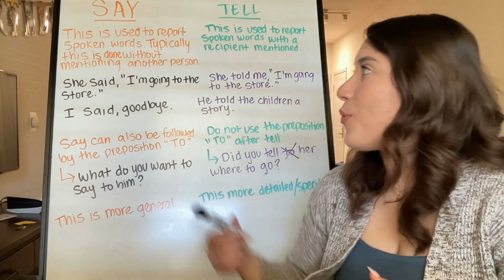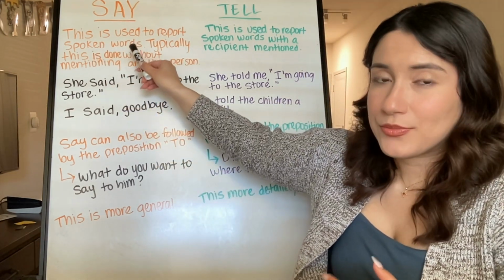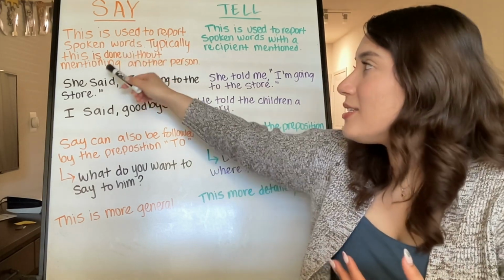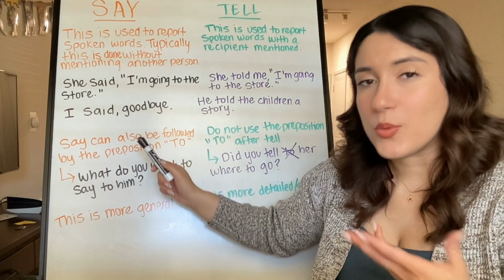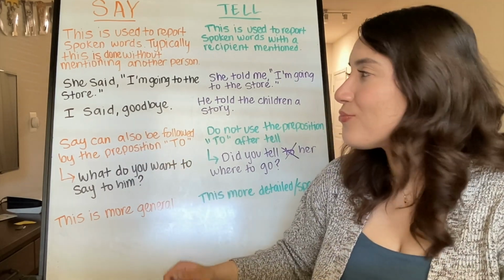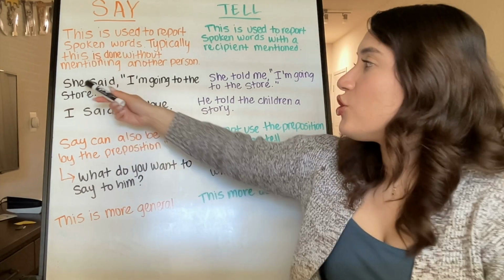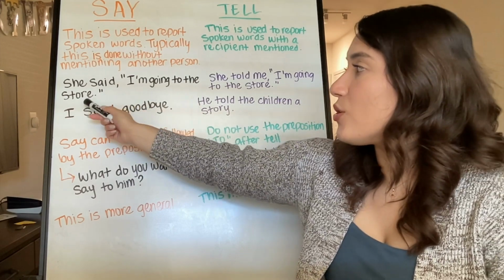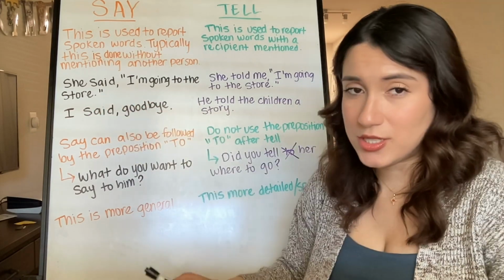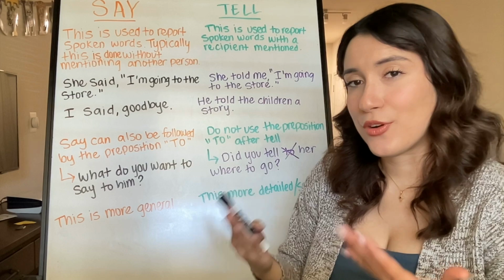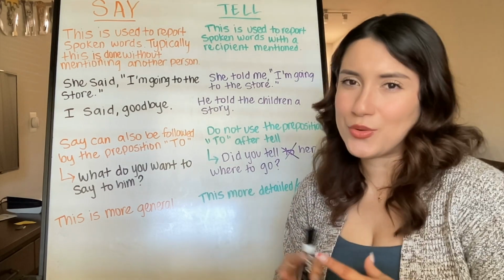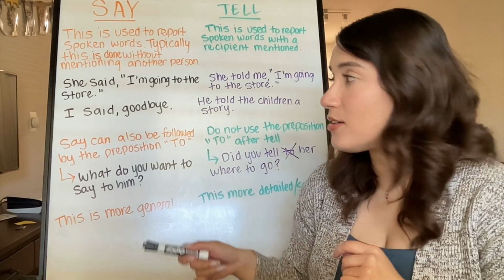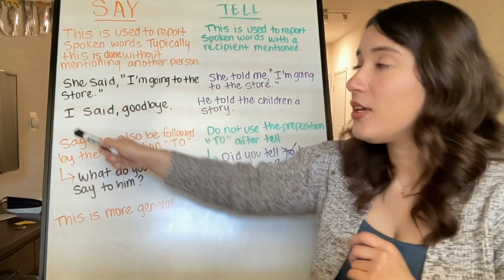Say is used to report spoken words, but typically this is done without mentioning another person, a recipient, a listener. For example, she said, "I'm going to the store." This is simply what she said. These are the words that came out of her mouth, and that's it. So a little bit more simple, we can say. And there's only one person, which is she.